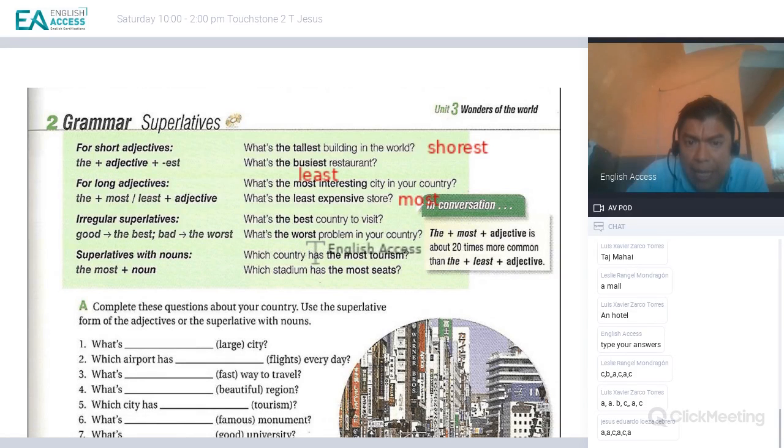Which country has the most tourism? And the opposite? The least. Which stadium has the most seats? And the opposite? The least.